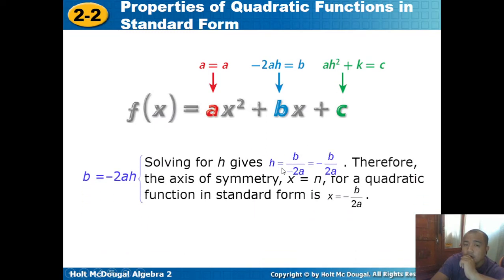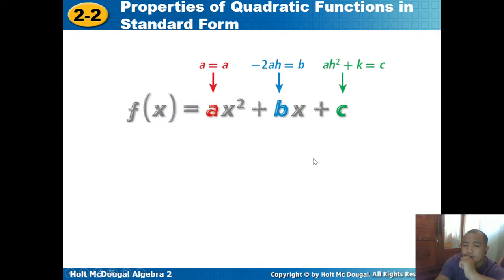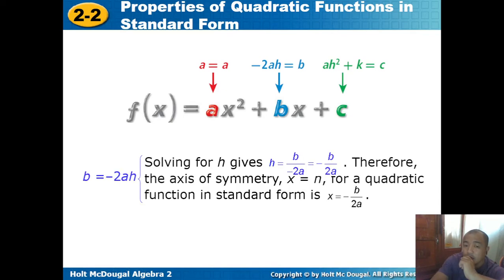Solving for h gives b equals -2ah. Divide both sides by negative 2a, so we have h equals negative b over 2a. This is now the formula for h. Therefore, the axis of symmetry x equals h for a quadratic function in standard form is given by the formula x equals negative b over 2a. And the axis of symmetry is the same as the x-coordinate of the vertex of the quadratic function.